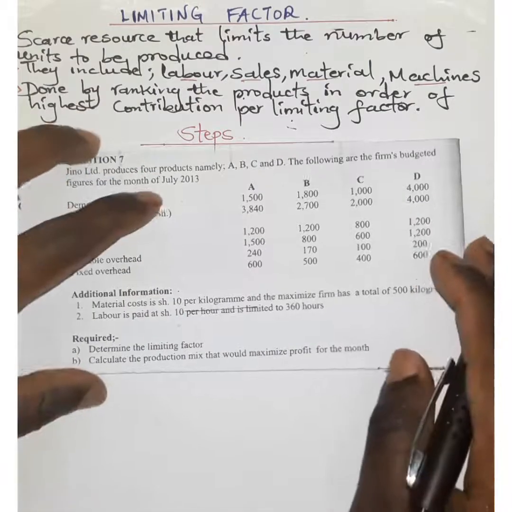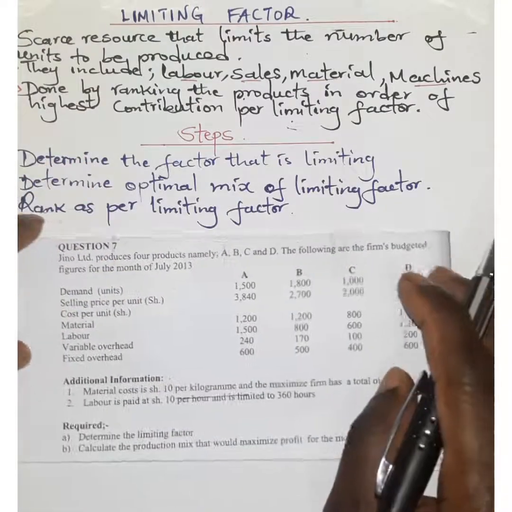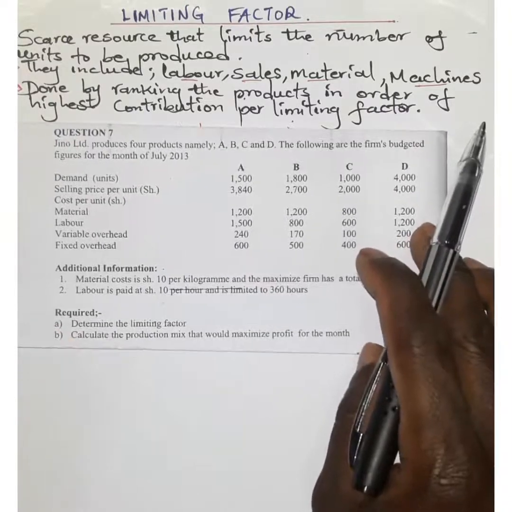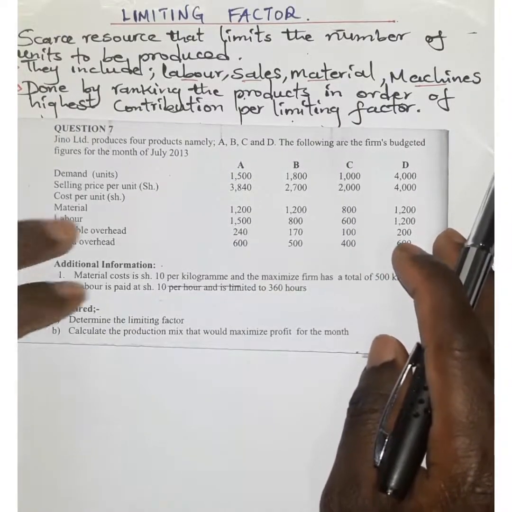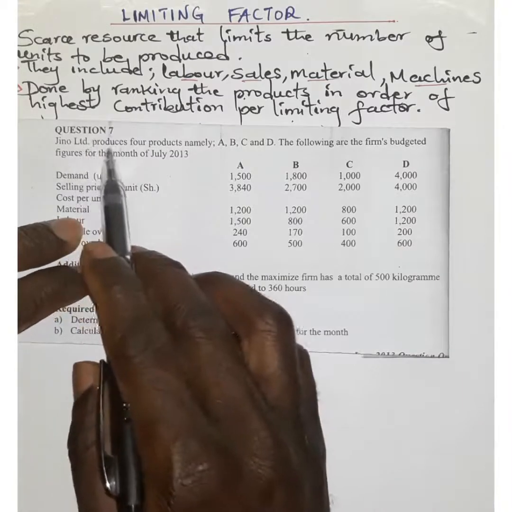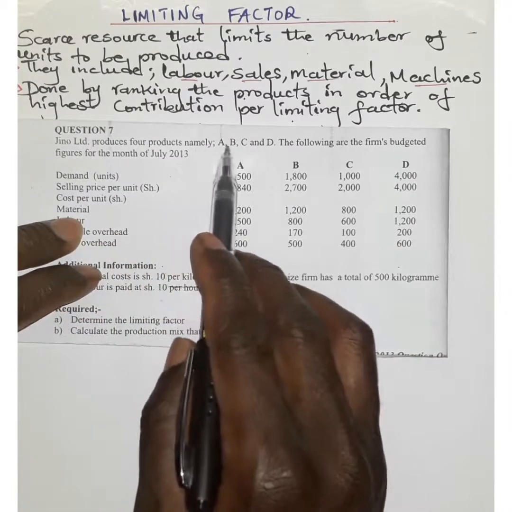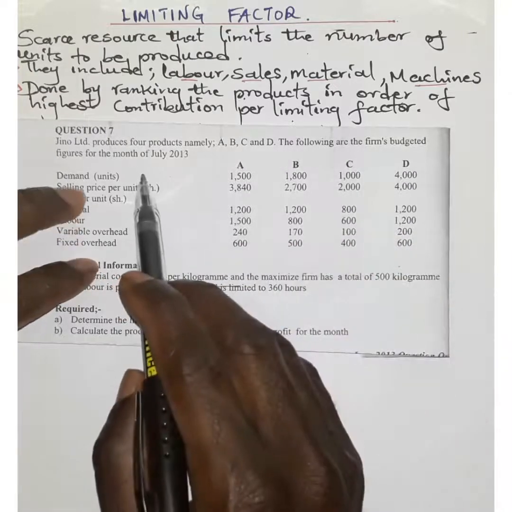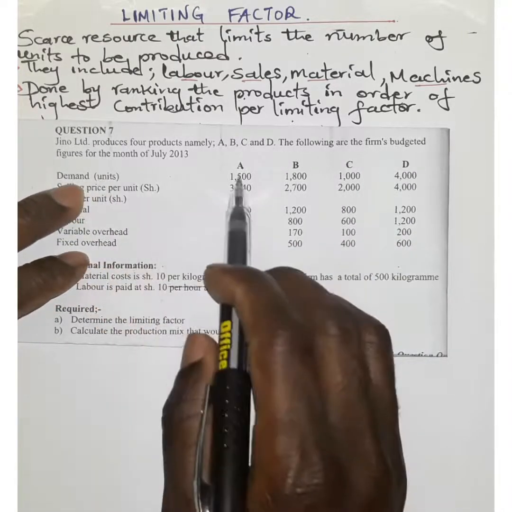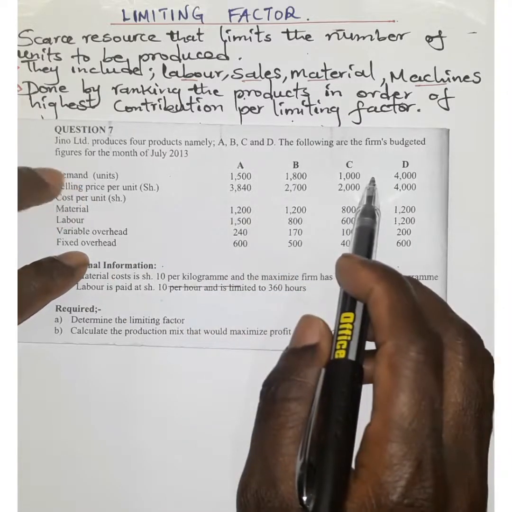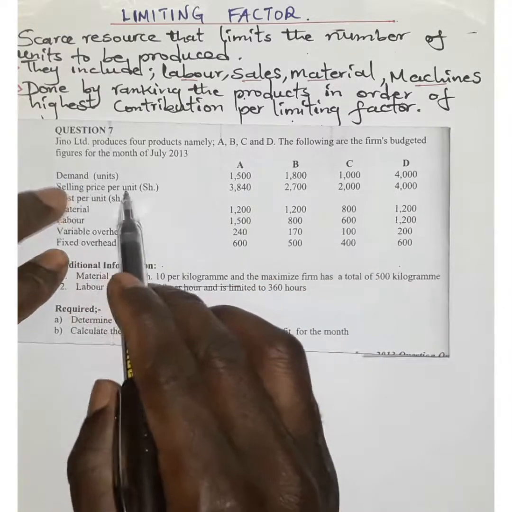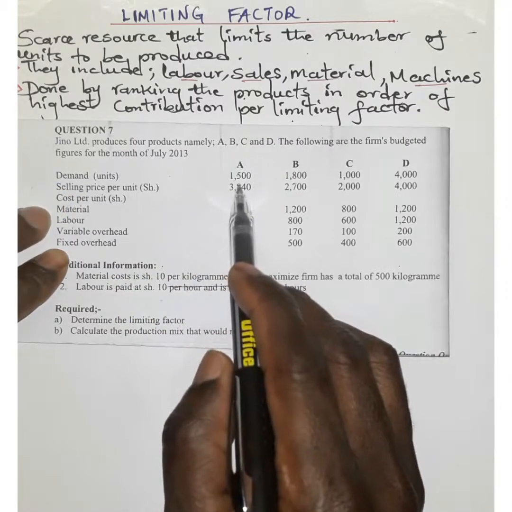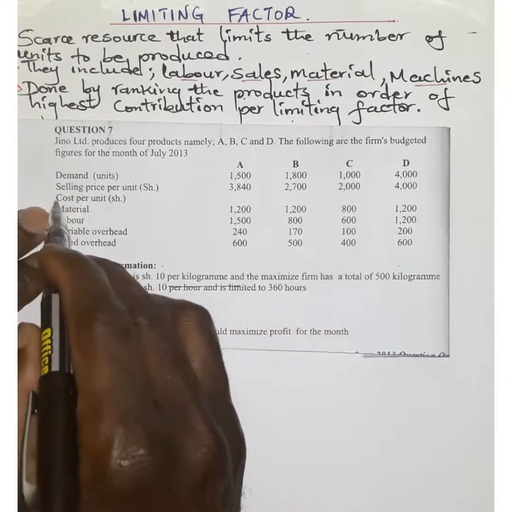Now let us look at the steps, or rather I would like us to go through the question first. You're told, Gino Limited produces 4 products A, B, C, and D. So we have a product A, B, C, and D. We have the demands for each product all the way. Then we have the selling price per unit for each product again. Then we have the cost per unit.